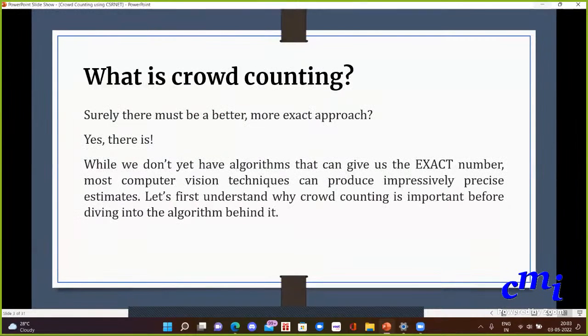The answer is yes. Although we don't have algorithms to provide exact count, most computer vision algorithms can suggest impressively precise estimates. But let's understand, why do we even need crowd counting in the first place?